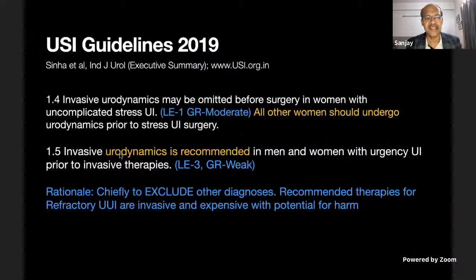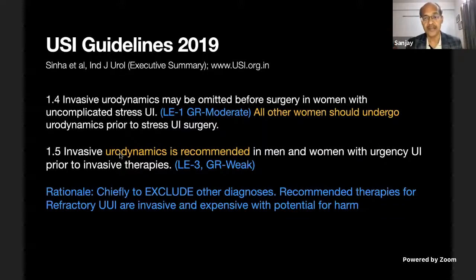The USI guidelines state that invasive urodynamics may be omitted in women with uncomplicated stress incontinence. And while I will not go into details of this, suffice to say that you have to be very meticulous in your application of the definition and very scrupulous in making sure that every aspect of the definition is adhered to.